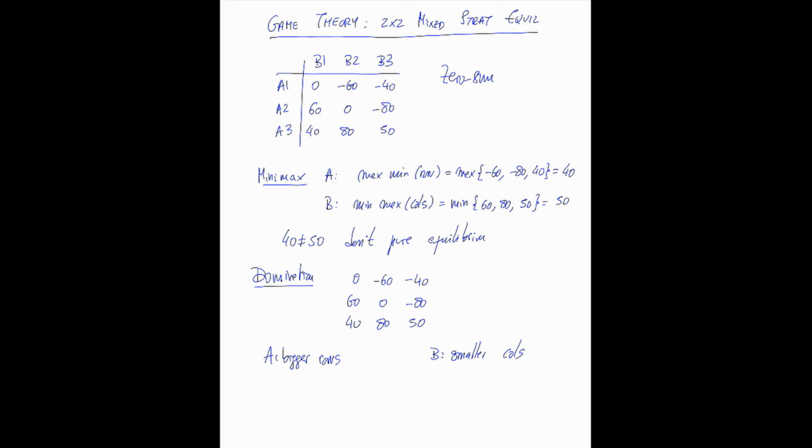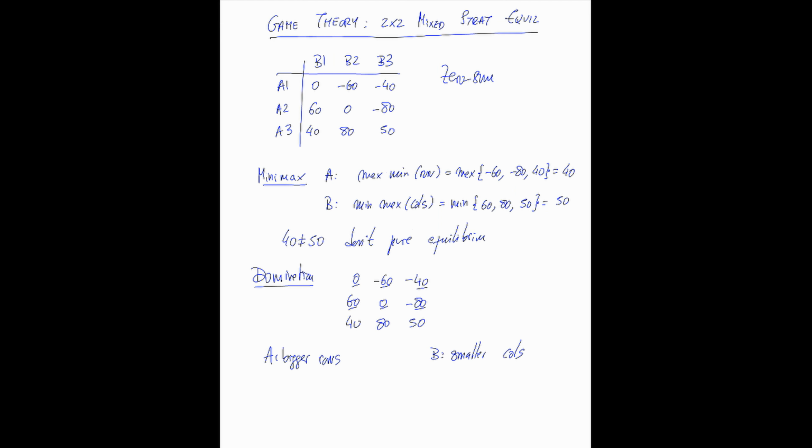Okay, for A, comparing the first and second rows: 60 is bigger than 0, 0 is bigger than minus 60, but minus 80 is not bigger, so we cannot compare the first and the second.